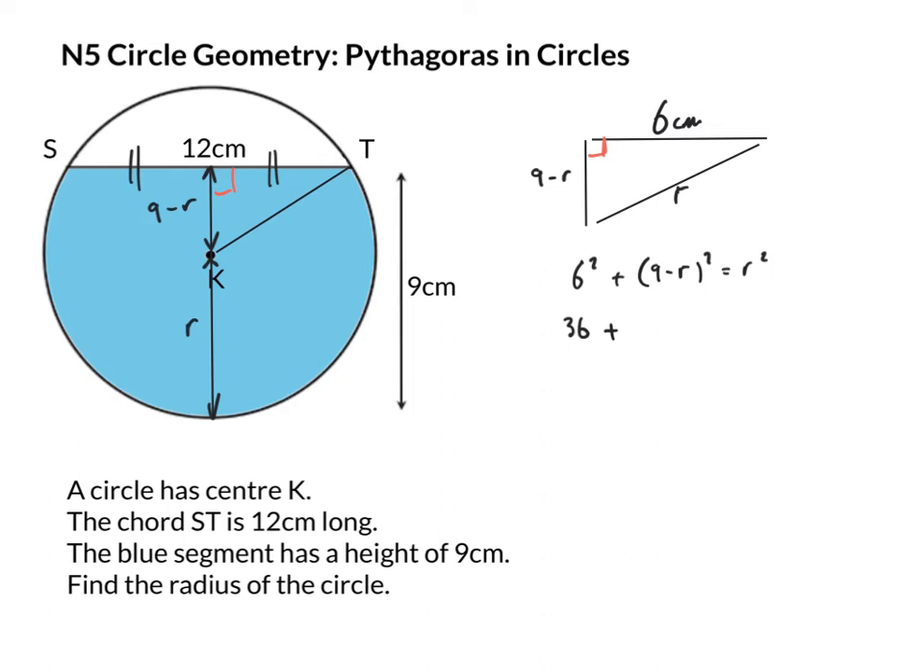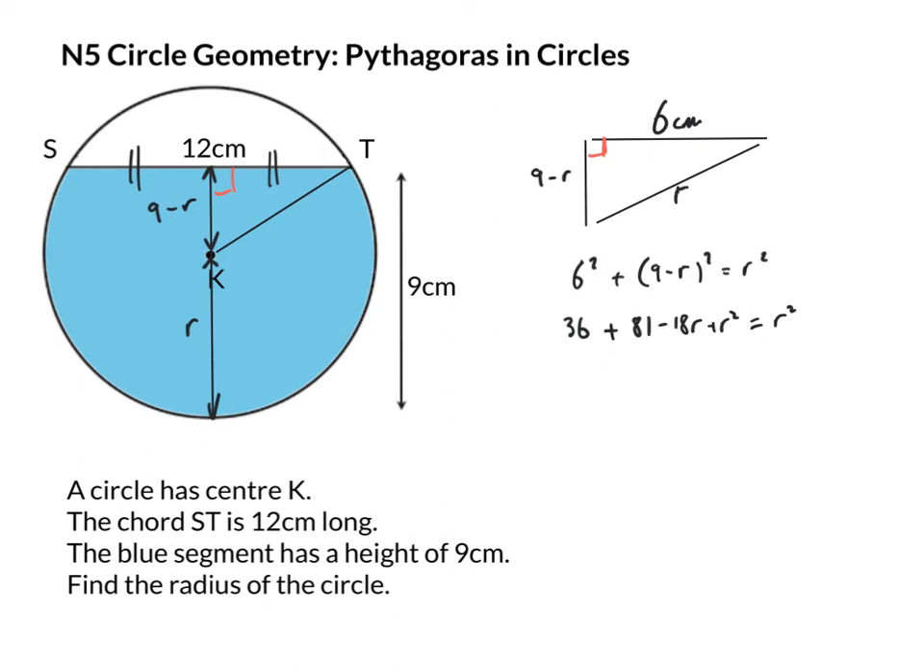Now, I don't care how you multiply out brackets. You might break brackets, you might use a grid, but multiplying that out will give you 81 minus 18R plus R squared. And that will equal R squared on the right hand side. What we have to do whenever we've got a quadratic equation is you have to bring everything over to one side, make one side equal to 0, and then factorise to find some answers.